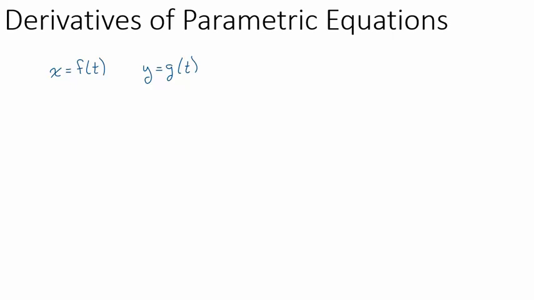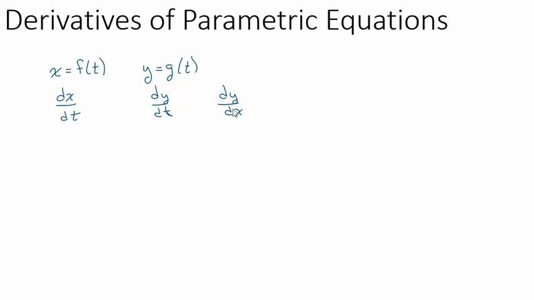In this video, we're going to look at the derivatives of parametric equations. So remember, with parametric equations, we have x defined as a function of some parameter, in this case t, and y defined as some other function of that same parameter t. So we might want to know, how is x changing with respect to time? How fast is x changing with respect to time? And how is y changing with respect to time? And how does that relate to how y is changing with respect to x?